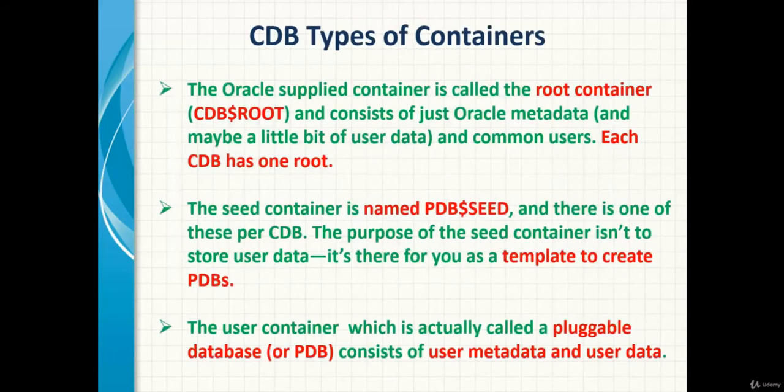CDB types of containers. The Oracle supplied container is called the root container, CDB$ROOT, and consists of just Oracle metadata and maybe a little bit of user data and common users. Each CDB has one root. The seed container, named PDB$SEED, there is one of these per CDB. The purpose of the seed container isn't to store user data. It is there for you as a template to create user PDBs. The user containers, which are actually called pluggable databases, consist of user metadata and user data.